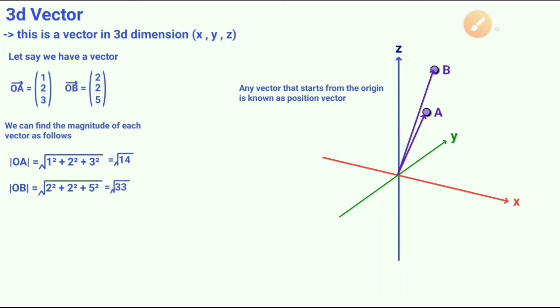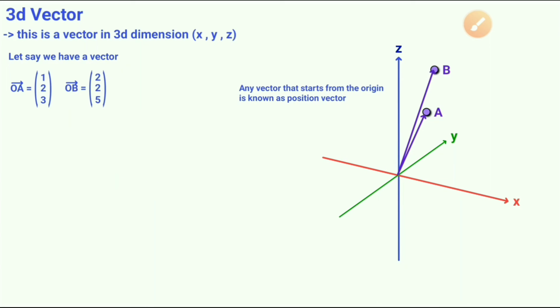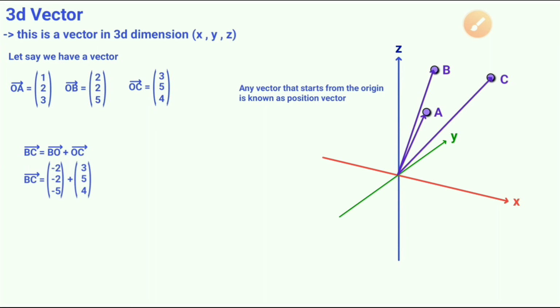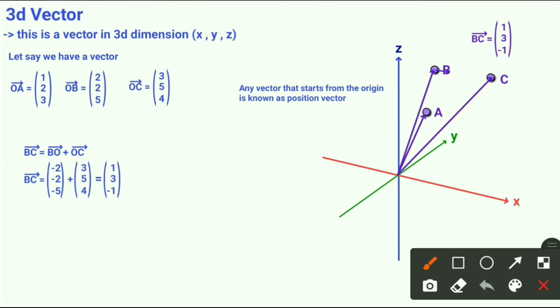We can find the magnitude of each vector as follows using the Pythagoras theorem. Okay, this is how you find the magnitude. Another vector OC, BC is equal to BO plus OC. You must have done this in O-level math. It's so simple, the addition and subtraction of vectors.